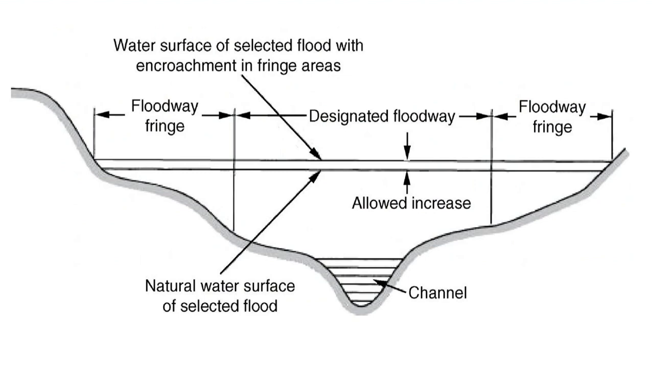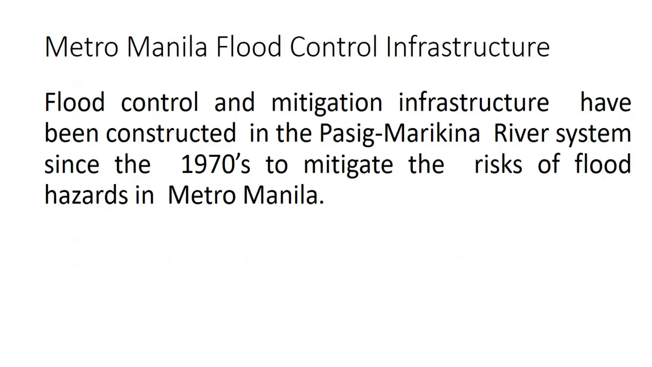So one goal is to prevent flood hazard. So this is your 100-year flood area. So using the floodway fringe, you are dividing the area.